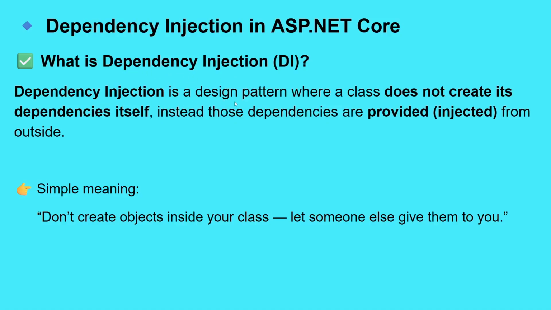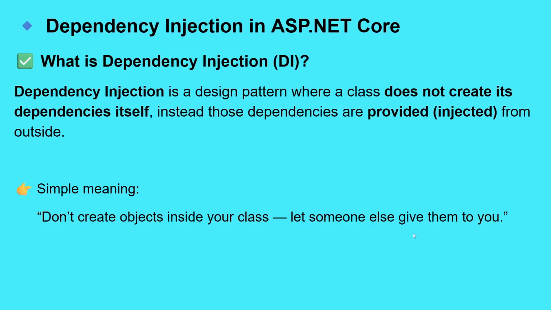Dependency injection is a design pattern where a class does not create its dependencies itself. Instead, those dependencies are provided from outside. The simple meaning is: don't create objects inside your class. Let someone else give them to you. Please read it once again: don't create objects inside your class. Let someone else give them to you.